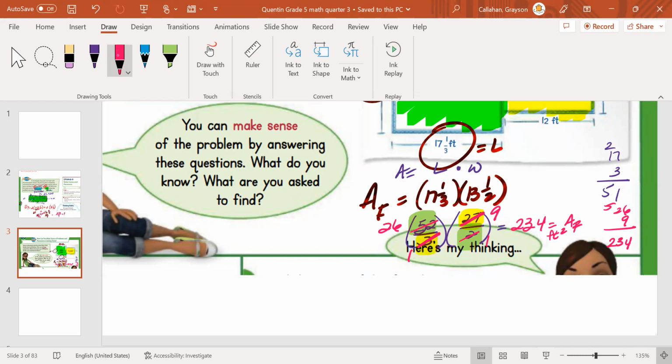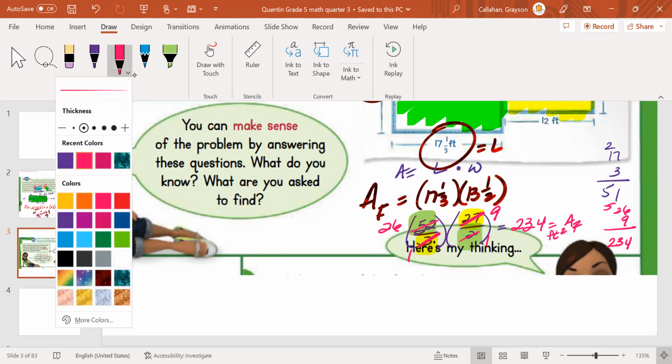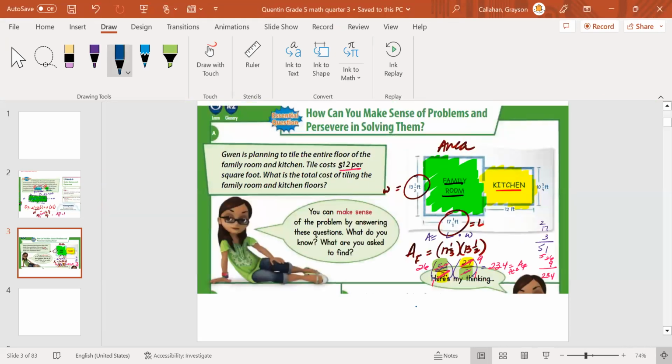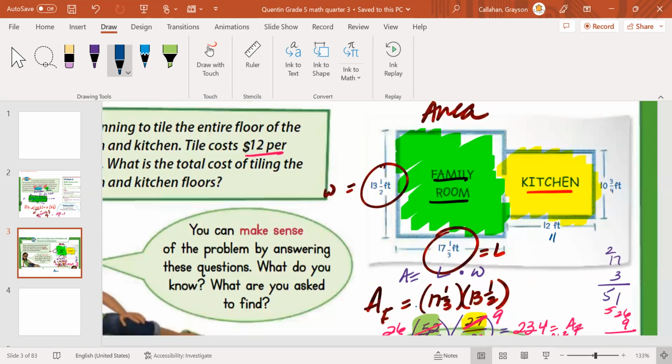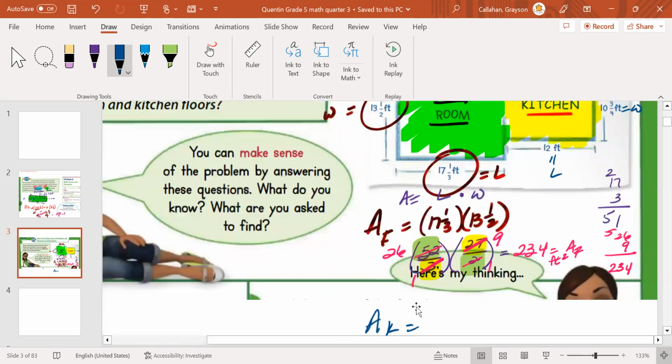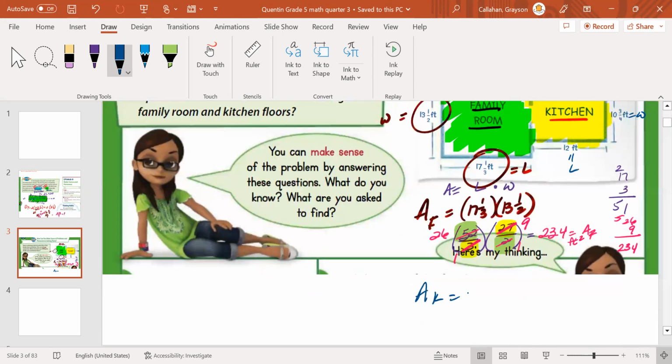That's just for the family room, right? But now you gotta find the area of the kitchen. Okay, so let's take a look at the kitchen. So area of the kitchen, K for kitchen, is going to be, which one's the length here? 12 is the length, which one's the width? So area is length, 12, times width, which is 10 3/4. Now multiply that out.